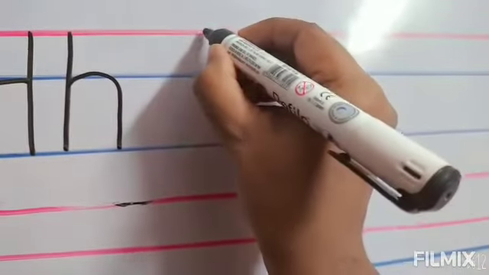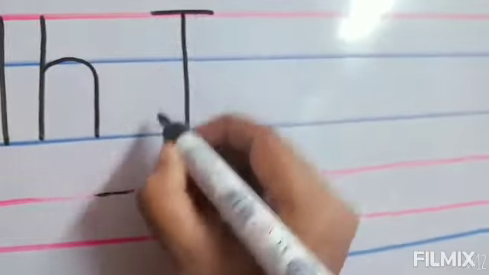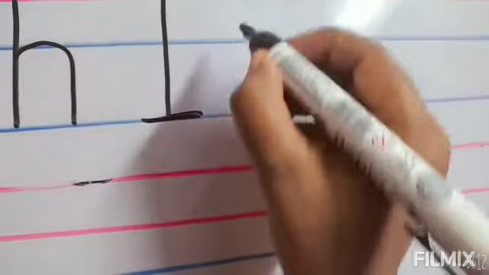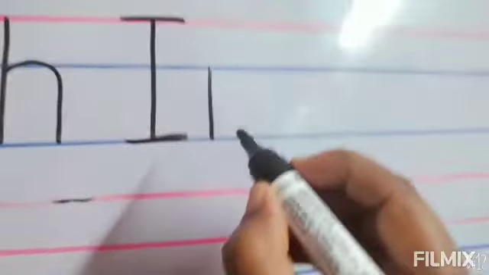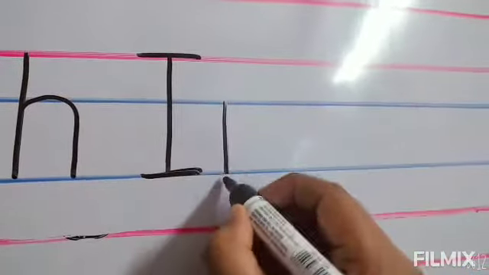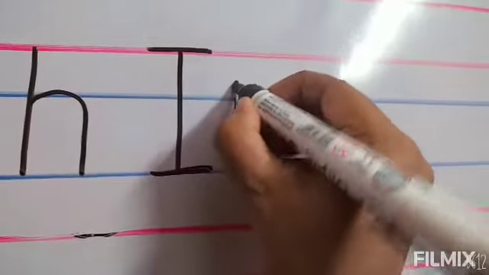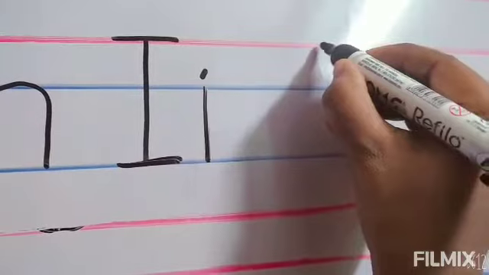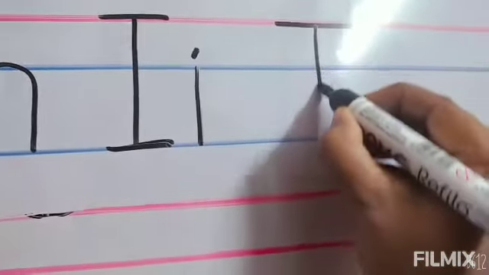Now after H comes I. So write a standing line, a small sleeping line here and down also. Okay, now for baby i we need to write a small standing line within only the blue 2 lines, and a dot. Now for J we need to write a sleeping line and standing line.